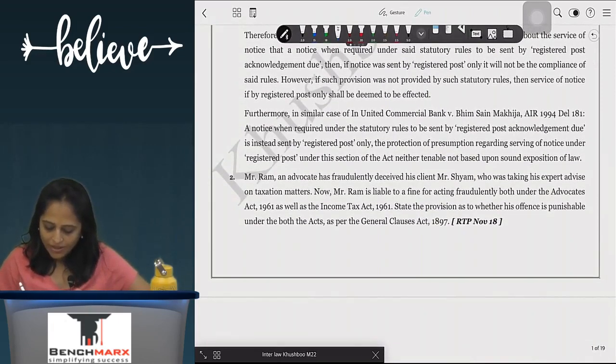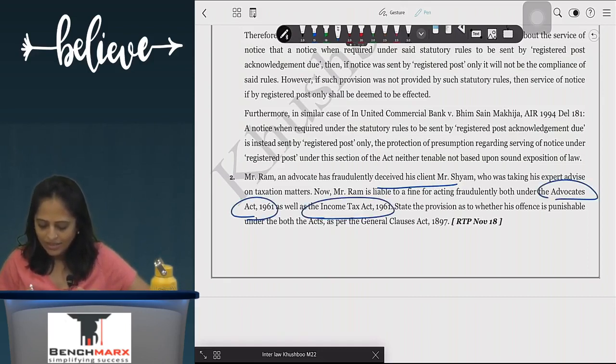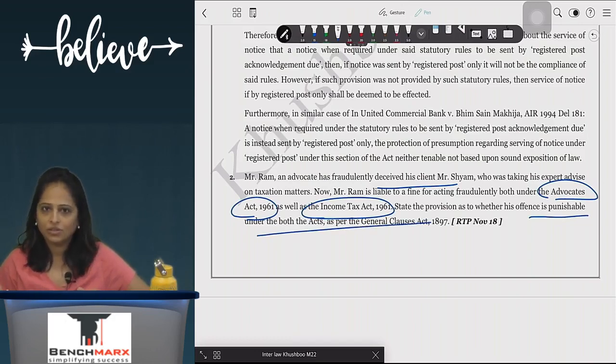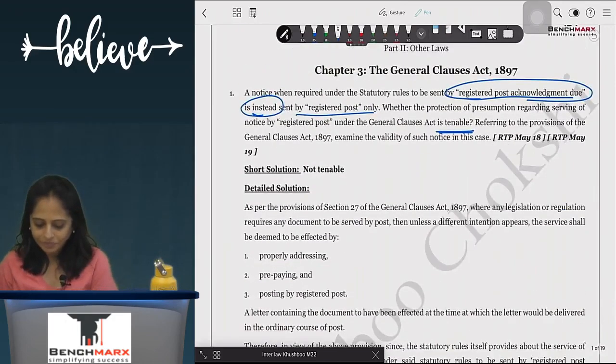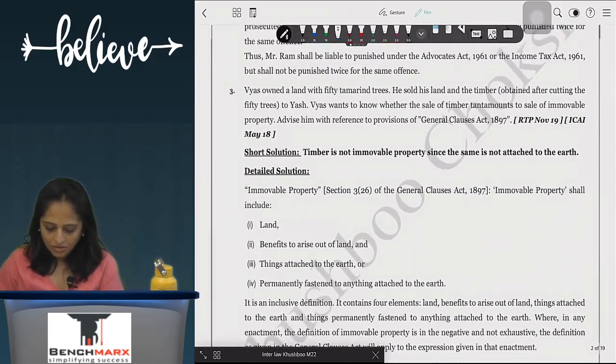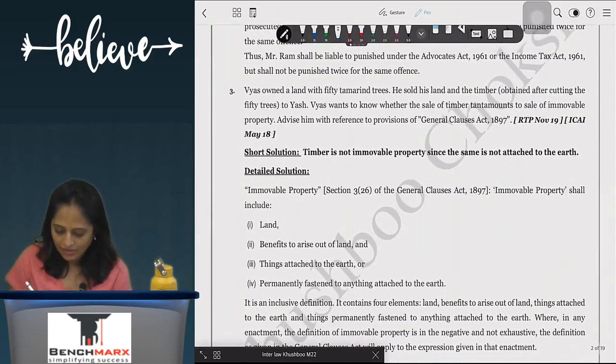Mr. Ram, an advocate, had fraudulently deceived his client Mr. Shyam, who was taking his expert advice on taxation matters. Now, Mr. Ram is liable to fine for acting fraudulently both under the Advocates Act as well as the Income Tax Act. State whether the offence is punishable under both the acts, referring to the General Clauses Act. Again a very simple case study: you cannot be punished for the same offence twice. So under any one of the acts he will be liable.